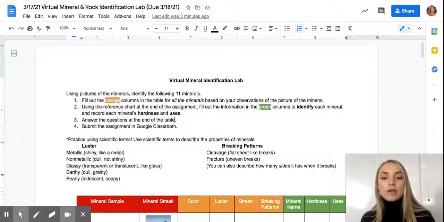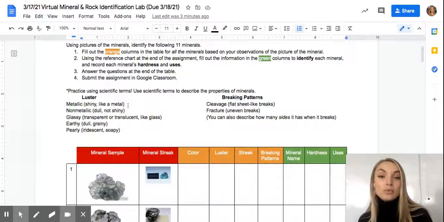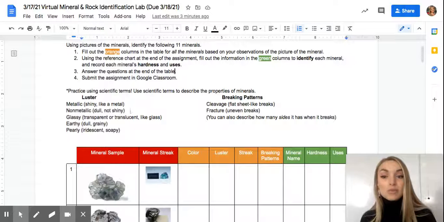So when we're filling out the luster column for each mineral, please use at least one. You can use 2 if you find it. If you feel like there's 2 words in there that describe that particular mineral, but use at least one of the words from the luster category to fill out the luster column. You don't need any other words, just these words right here.